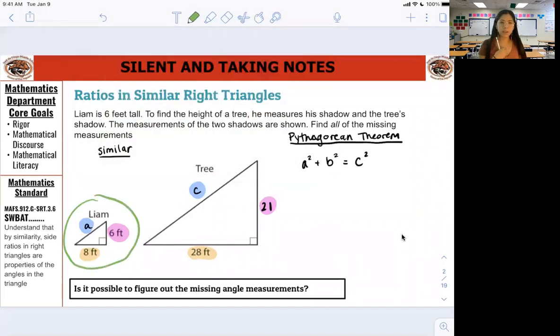What am I filling in to my equation? So what's the A, what's the B, what's the C? Does it have to be in a specific order? Only one of those has a specific place. Anyone?